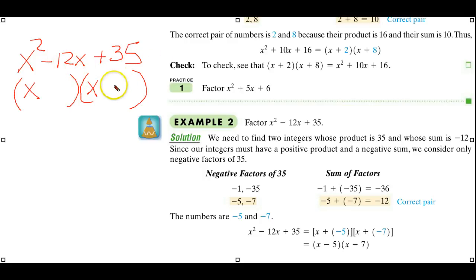Well, we go through all the factors and we end up with a 5 and a 7. 5 times 7 is 35, and if we add our outers and inners, they add up to 12. Now, in order for it to add up to a negative 12, both of these now need to be negative. And when we multiply our last, we end up with a positive 35. So this checks out. Now notice they wrote it a little differently here in our textbook. Perfectly fine.